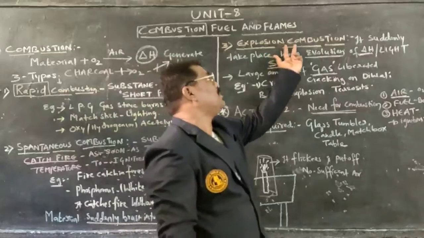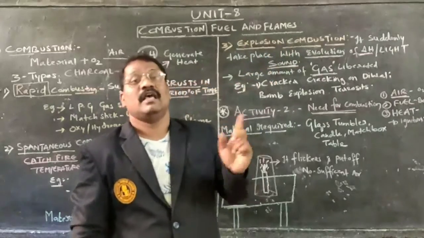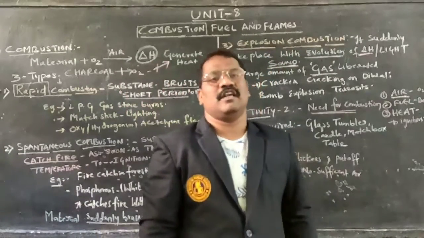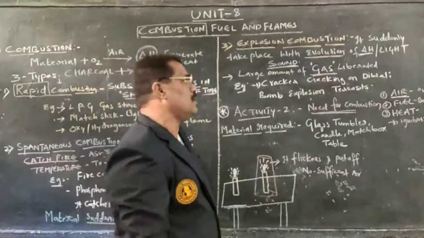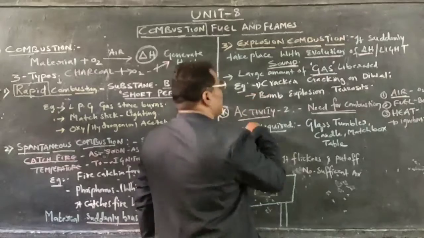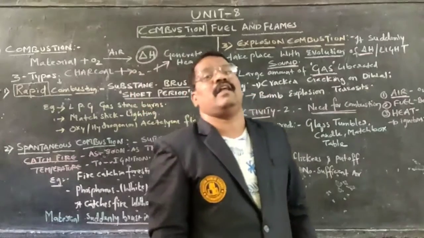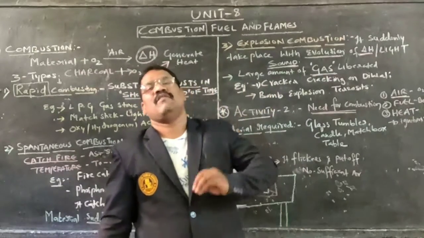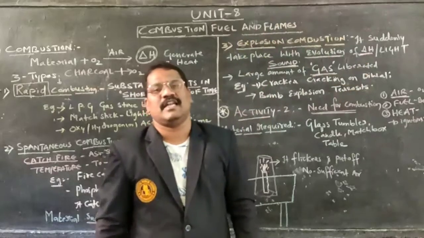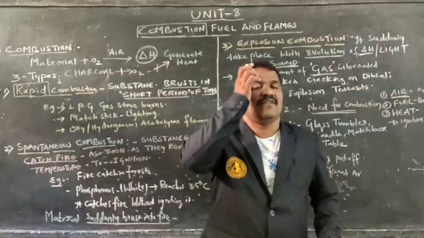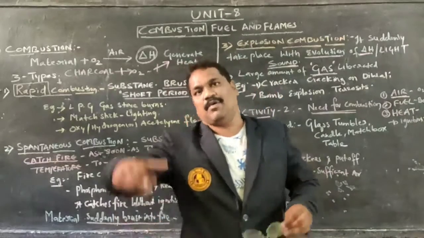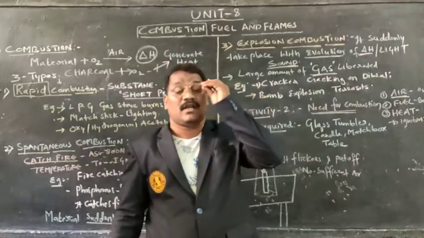That type of combustion is called explosion combustion. What do we call it? Explosion combustion. We see it in movies, in pictures. Terrorists, what will they do? They will keep a bomb in a city. As they keep the bomb in a city, what happens there itself? Suddenly, if it bursts up, what happens there itself?